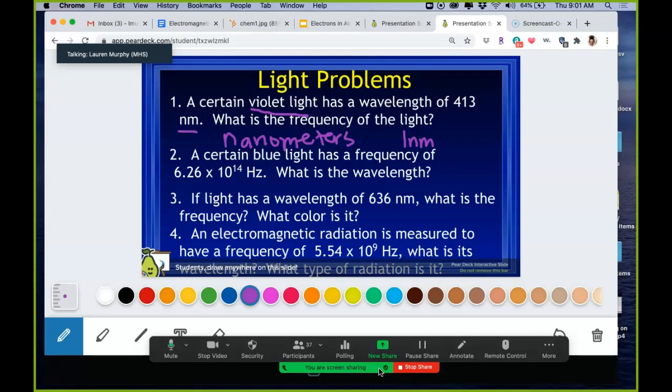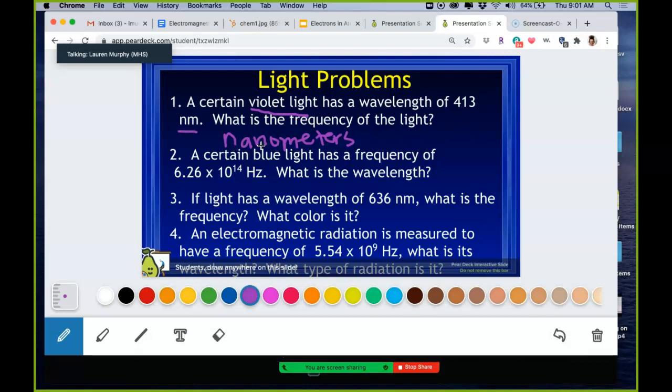They're small. They're very little. So you need a lot of them to make up a meter. So for the word nano, think 9. 10 to the 9th nanometers in 1 meter. Nano 9. Nano 9.